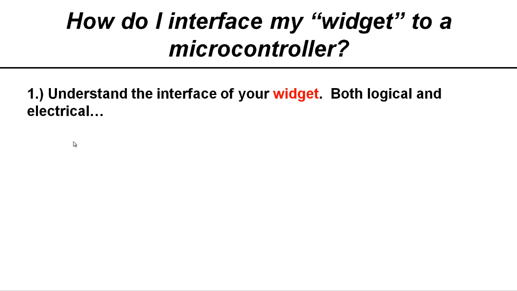So here is the first thing you need to do: you have to absolutely understand the interface to your widget. I'm going to underline the interface to your widget. Now there are two sides of this, both the logical and electrical. By electrical, you've got to understand, does it need 5 volts? Does it need 3.3 volts? Is it analog? Is it digital? You've got to understand that. And not only that, you have to understand, does it need a serial port? Does it need 8 data bits? Does it need 8 control lines or 6? You've got to understand that as well. And lastly, you've got to program the thing.